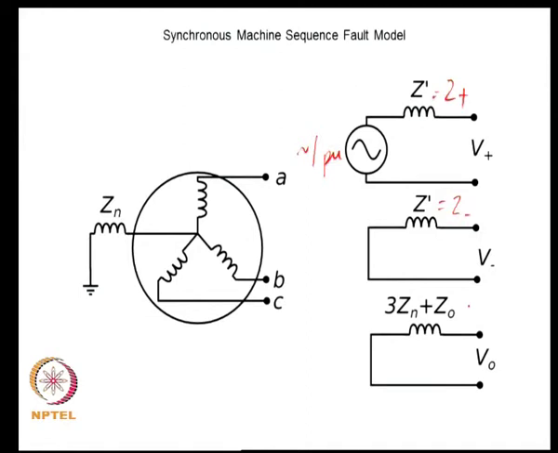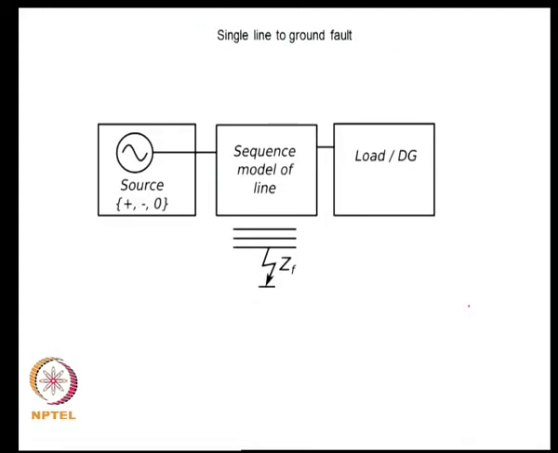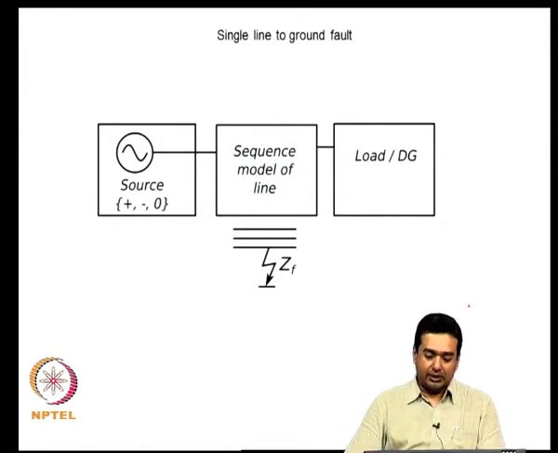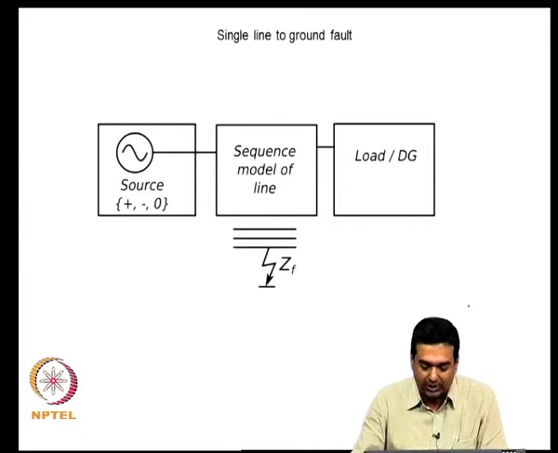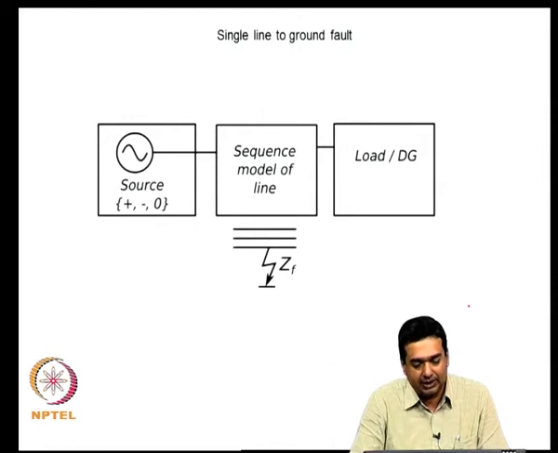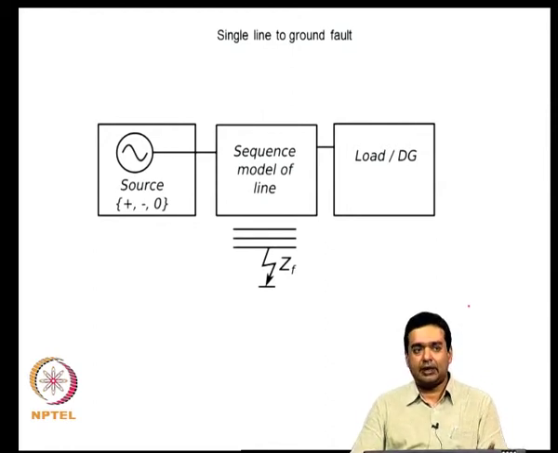So, with these models, we can now look at what would happen when you have an unbalanced fault in a system. To analyze an unbalanced situation such as a single line to ground fault, essentially you need to identify the source, the line on which the fault is occurring, and maybe if the load is significant, you can have models for the load also. Your source, your line, and the loads can be represented with the sequence models. And we'll assume again without loss of generality that your fault is happening on phase A. It can happen on any phase, but for analysis you can assume it is phase A.